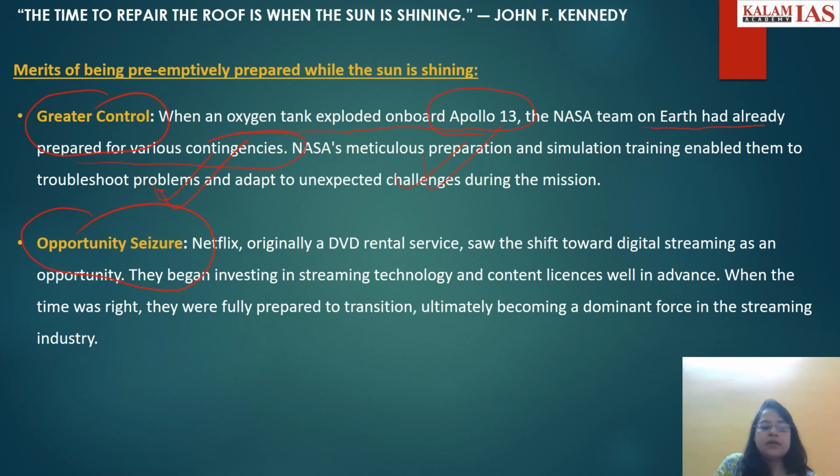For example, Netflix. It originally was a DVD rental service, but when it saw that the time is ripe now to enter into the streaming technology because of the digital accessibility to the people, then it shifted. It shifted towards digital streaming, seeing it as an opportunity, and now we see the success. Okay, so you can give such examples in order to justify your argument.